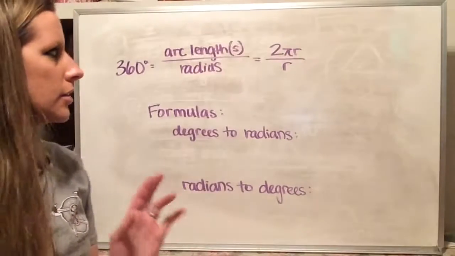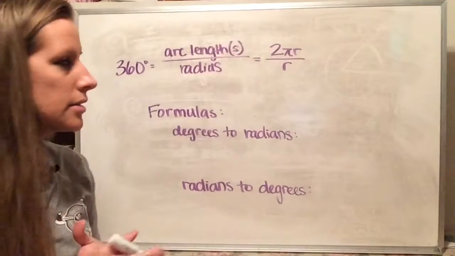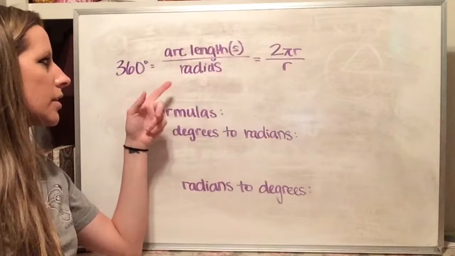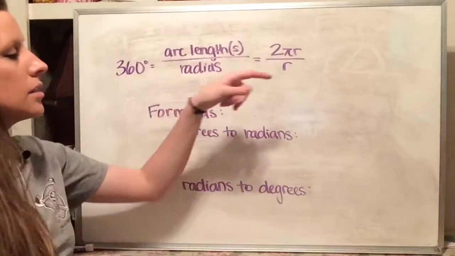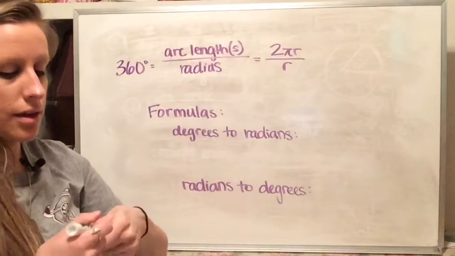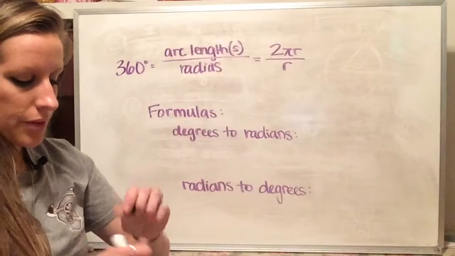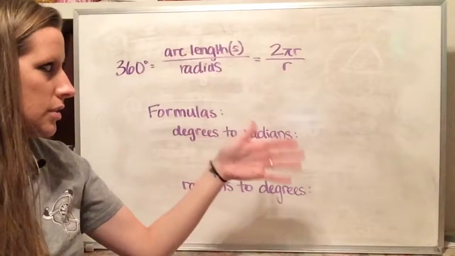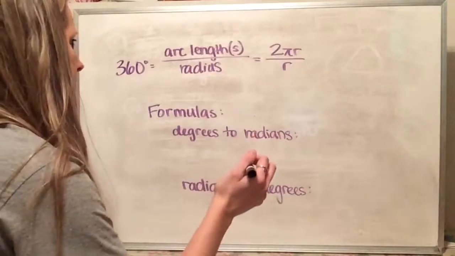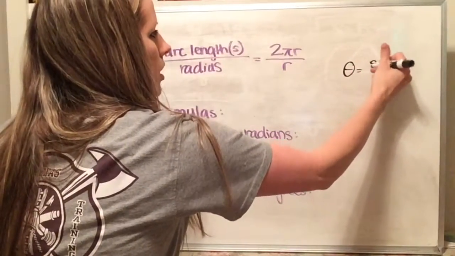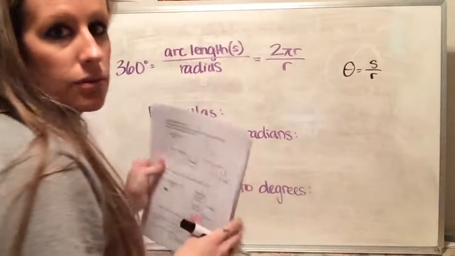Okay, so now we're going to convert degrees to radians. So it says 360 degrees equals the arc length divided by the radius. So 2 pi r over r. And that's just using the formula that we talked about just a second ago in your notes. That theta equals the arc length divided by the radius, right?